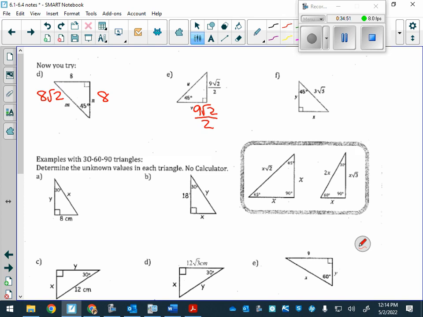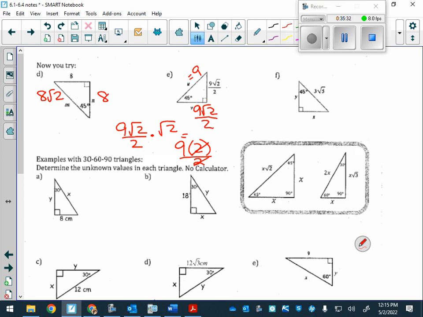Yeah, you. 9. How many of you got 9? 9 is correct because what is our side length? 9 root 2 over 2, and I know I'm multiplying that by root 2, okay? What is root 2 times root 2? 2. What can I do with these 2's? Or 18 divided by 2 gives me 9. Good. Excellent.